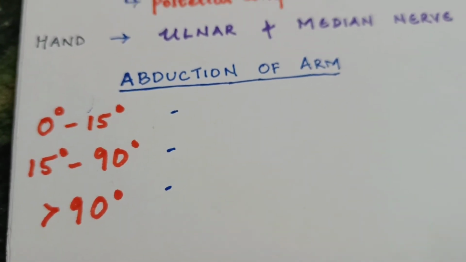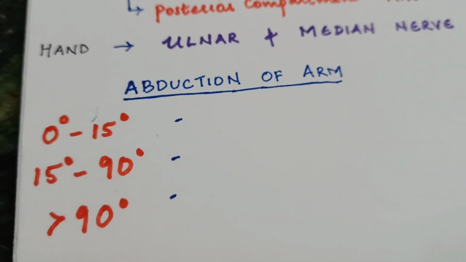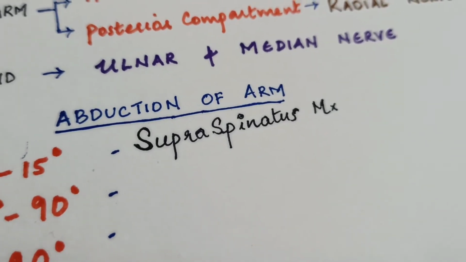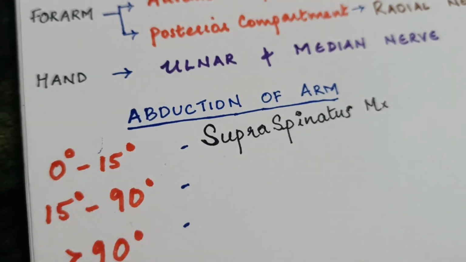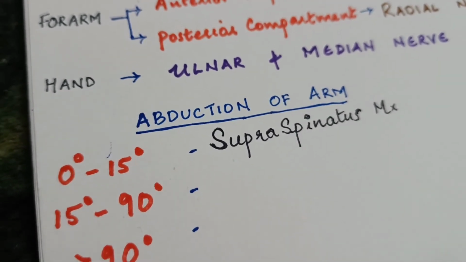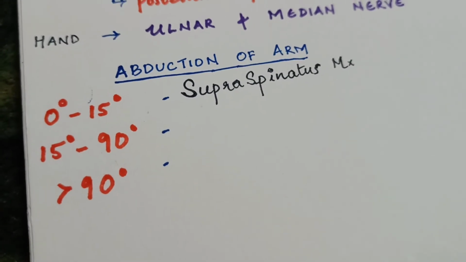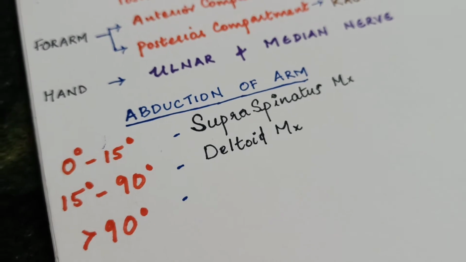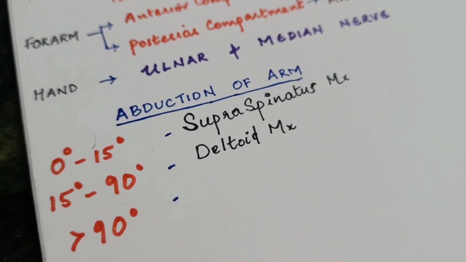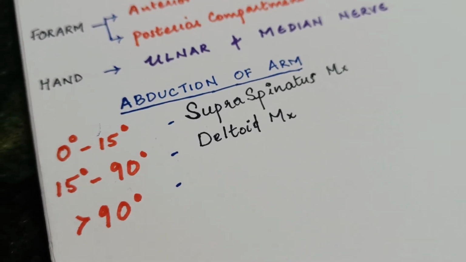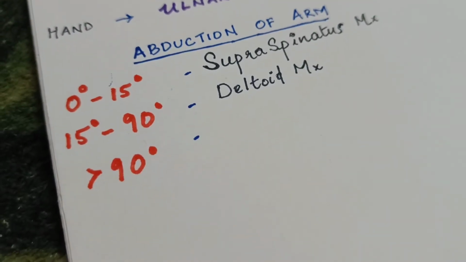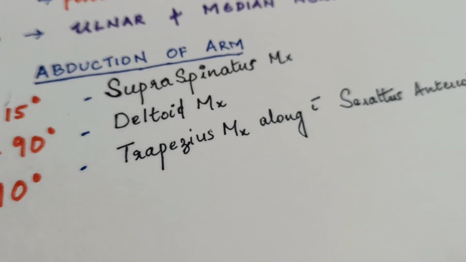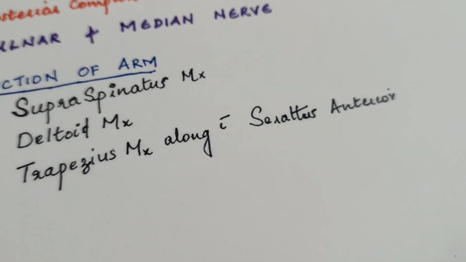So abduction means overhead, like we are raising our hand. From 0 to 15 degrees, the supraspinatus muscle is helping for the abduction of arm. From 15 to 90 degrees, which muscle helps? It is the deltoid muscle. Then for more than 90 degrees of overhead abduction, it is helped by the trapezius muscle along with serratus anterior.